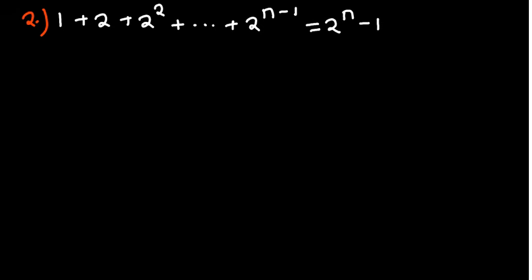What does this mean? So what this means is, if you add the numbers in this series from 1 all the way up to 2 to the power n minus 1, it should be equal to that. An example is if I add from 1 to 2 all the way up to 2 to the power 2.